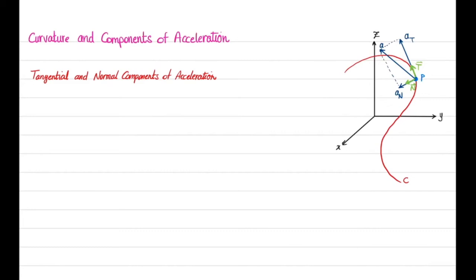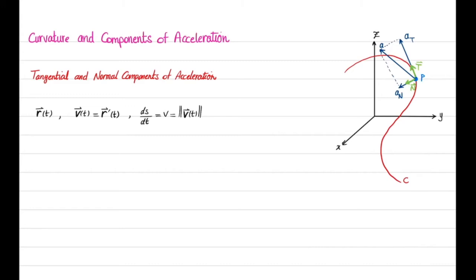So if the particle is described by the vector function r(t), then the velocity of the particle on curve C will be equal to the first derivative of r, and its speed is equal to ds over dt, which is equal to the magnitude of the velocity vector.